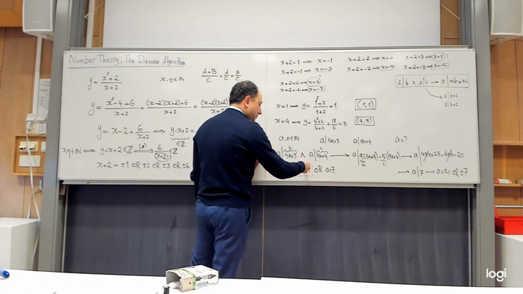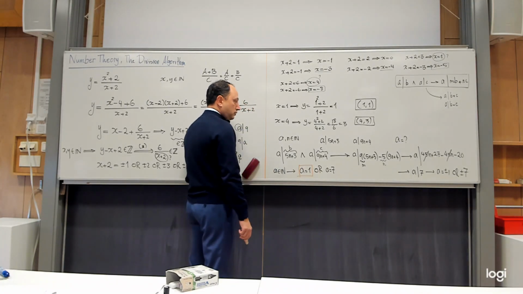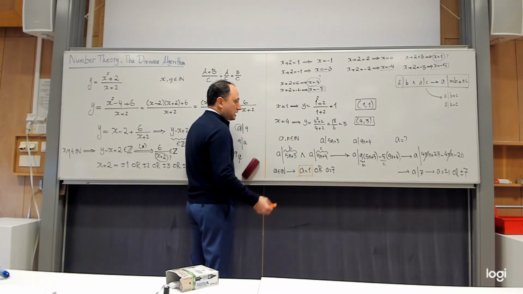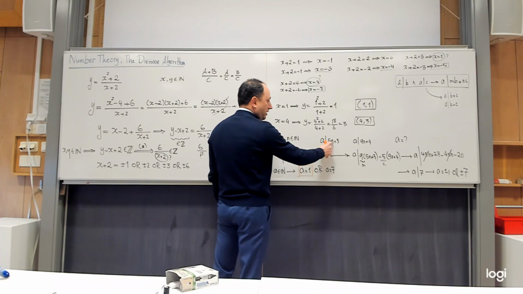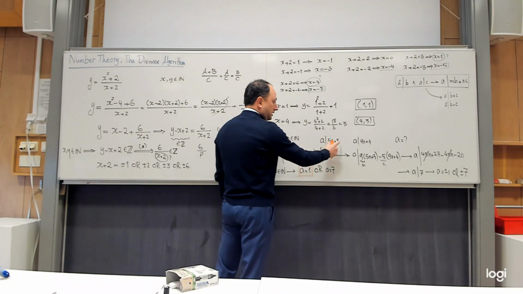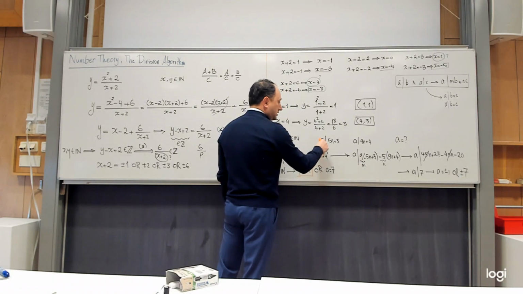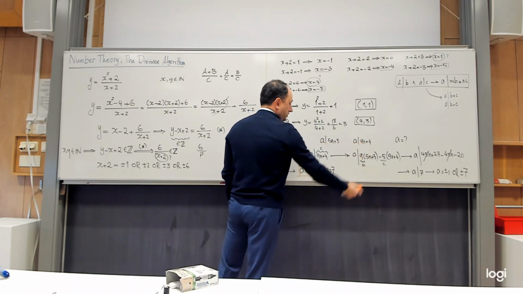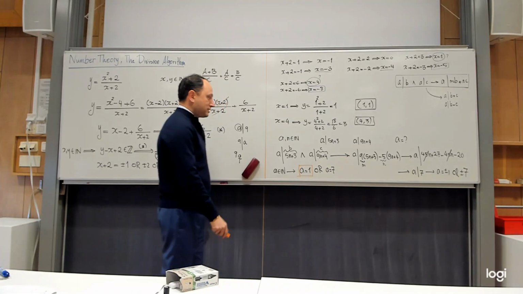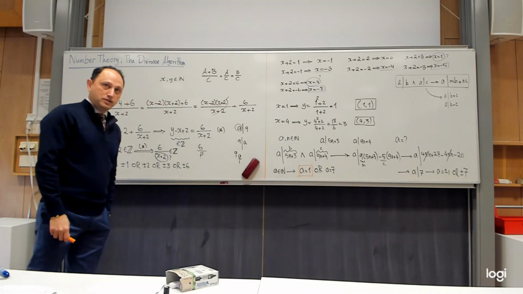Can A really be equal to 1? The answer is yes. For example, let me choose n equals 1. Then this becomes 8, this becomes 13. And 1 divides 8, 1 divides 13. So really 1 is acceptable, at least for some choices, yes?